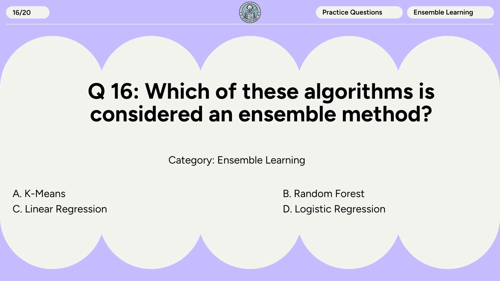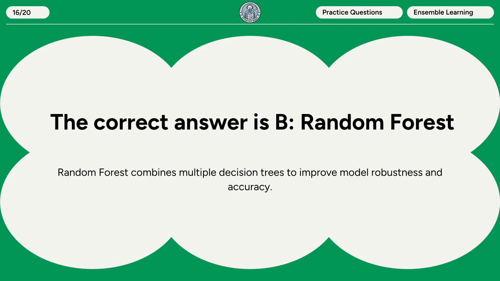Question 16. Which of these algorithms is considered an ensemble method? A. K-means. B. Random forest. C. Linear regression. D. Logistic regression. The correct answer is B. Random forest. Random forest combines multiple decision trees to improve model robustness and accuracy.